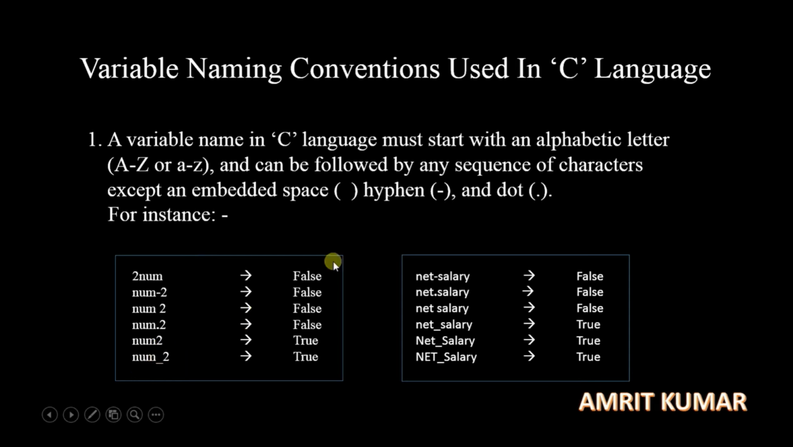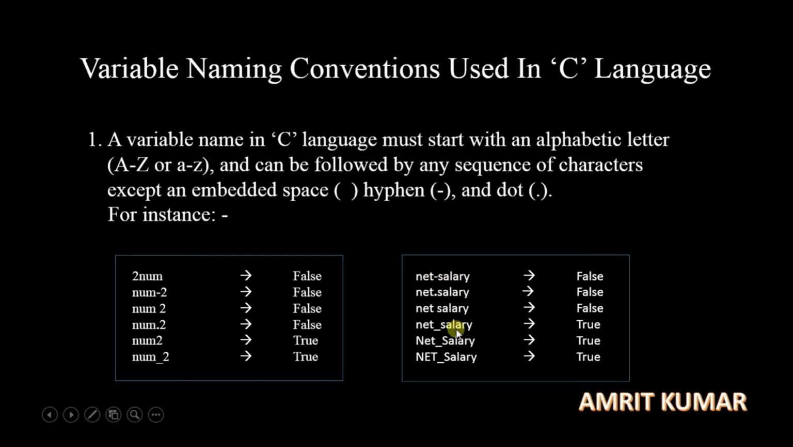Because we have not used a hyphen, we have used an underscore, and an underscore can be allowed because this rule is saying that underscore can be allowed. We only cannot embed spaces, hyphens and dots. So what the rule is saying is that a variable name in C language must start with an alphabetical letter A to Z, and can be followed by any sequence of characters except an embedded space, hyphen and dots. So here we are using an underscore, so this exists, therefore it is true.